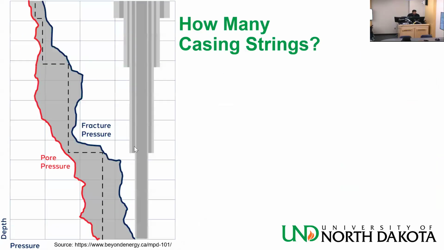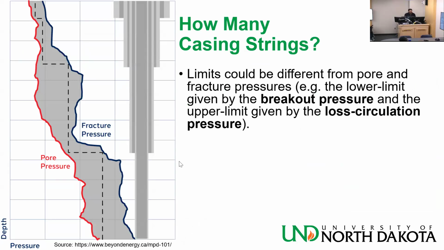Now, how many casing strings? Like I said before, it depends on the mud window. The thing is that we call it mud window, and generally we say it's between fracture pressure and pore pressure, but it's not really the same. Sometimes it's not pore pressure, it's the breakout pressure, because the breakout pressure is higher than the pore pressure. So that becomes the limiting factor.